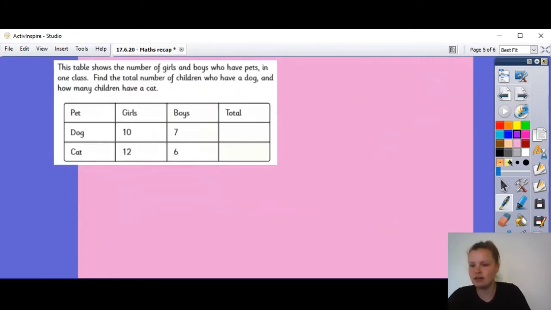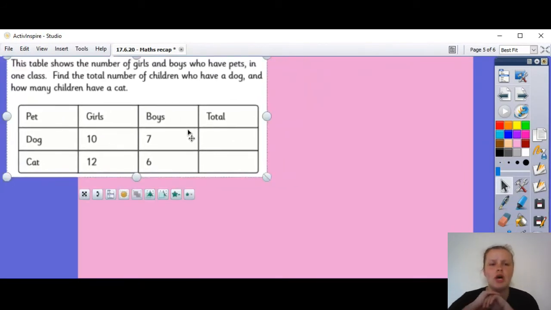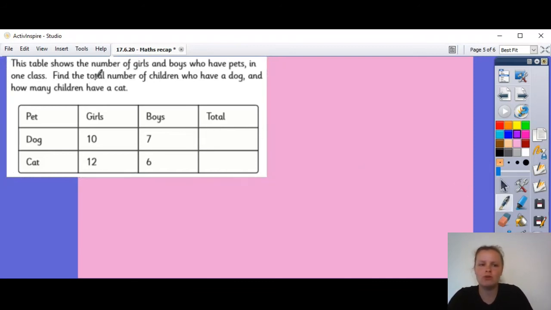Okay, here's your second question. Let's make it a little bit bigger. This table shows the number of girls and boys who have pets in one class. Find the total number of children who have a dog and how many children have a cat. So it wants to know the total. Now, the total means the whole amount, okay? So them added together. It wants to know the total of dogs and the total of cats.